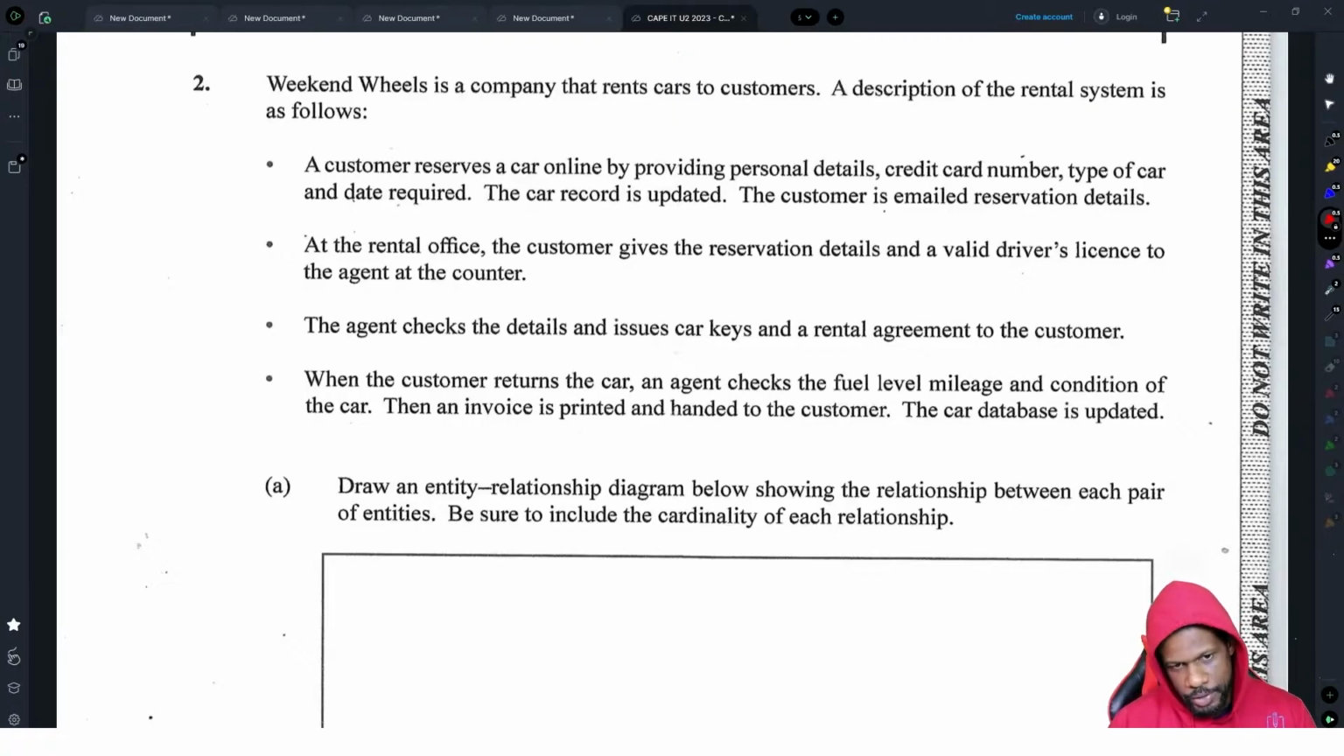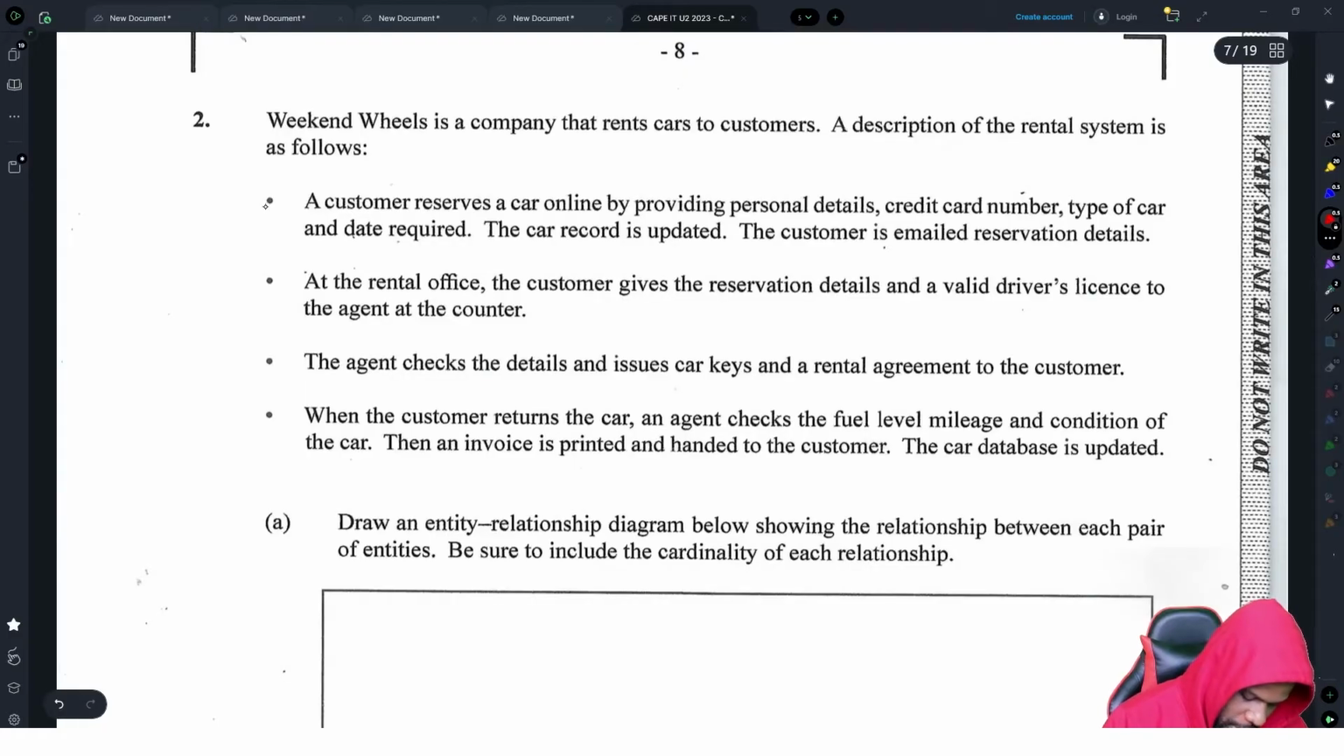Oh, this sounds like a data flow diagram. I could feel it. At the rental office, the customer gives the reservation details and a valid driver's license to the agent at the counter. The agent checks the details and issues car keys and a rental agreement to the customer. When the customer returns the car, an agent checks the fuel level, mileage, and condition of the car. Yep, this is a data flow diagram. But at least I put in bullet points. Once you see these bullet points, your data flow diagram is going to be cake because they list out exactly what they want. If they had the data flow diagram in paragraph form, that would be ridiculous. Those are the harder ones, but these are easy.